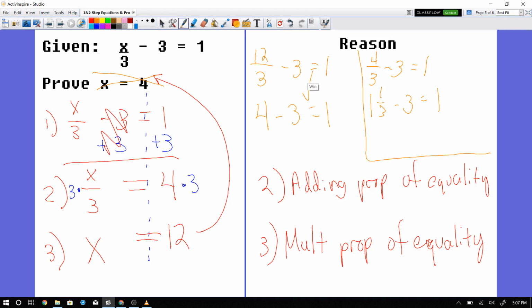Hey, we were right. X does equal 12. And not only did we show algebraically how we got that answer, but we also checked it and we provided the reasoning behind it using mathematical definitions.